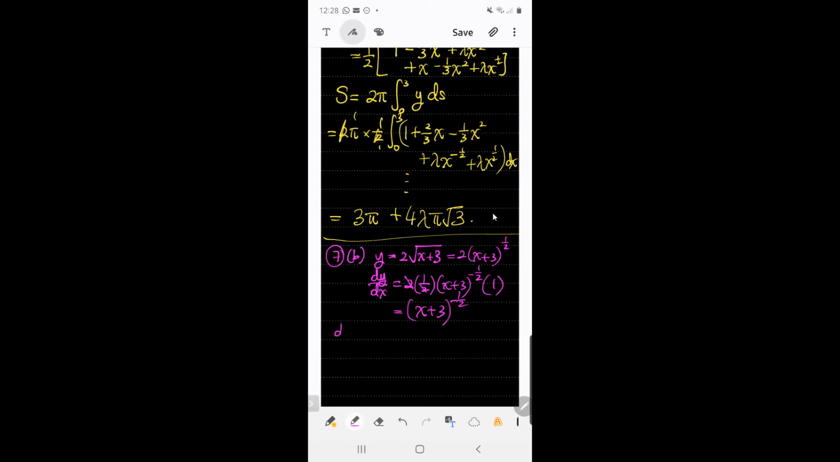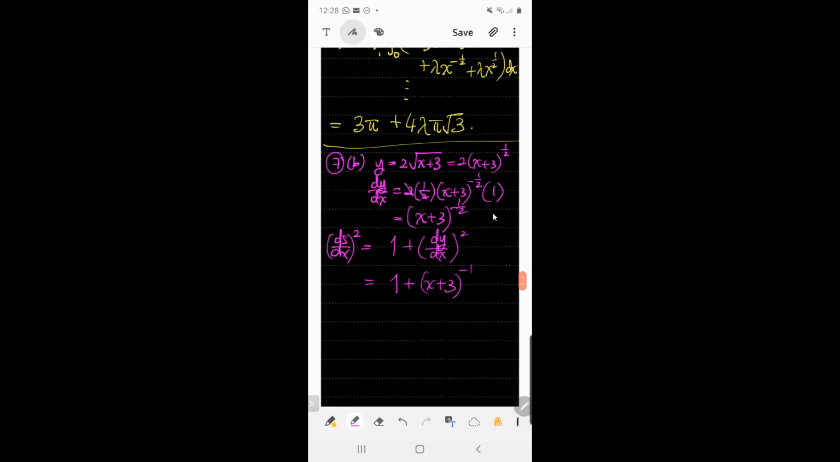So now you want to find the expression for (ds/dx) squared. So you have 1 plus (dy/dx) squared. So you have 1 plus (x plus 3) to the power of negative 1. Power negative 1 means, the negative half here, so it should be negative. So you have 1 plus 1 over x plus 3. So the answer is x plus 4 over x plus 3.